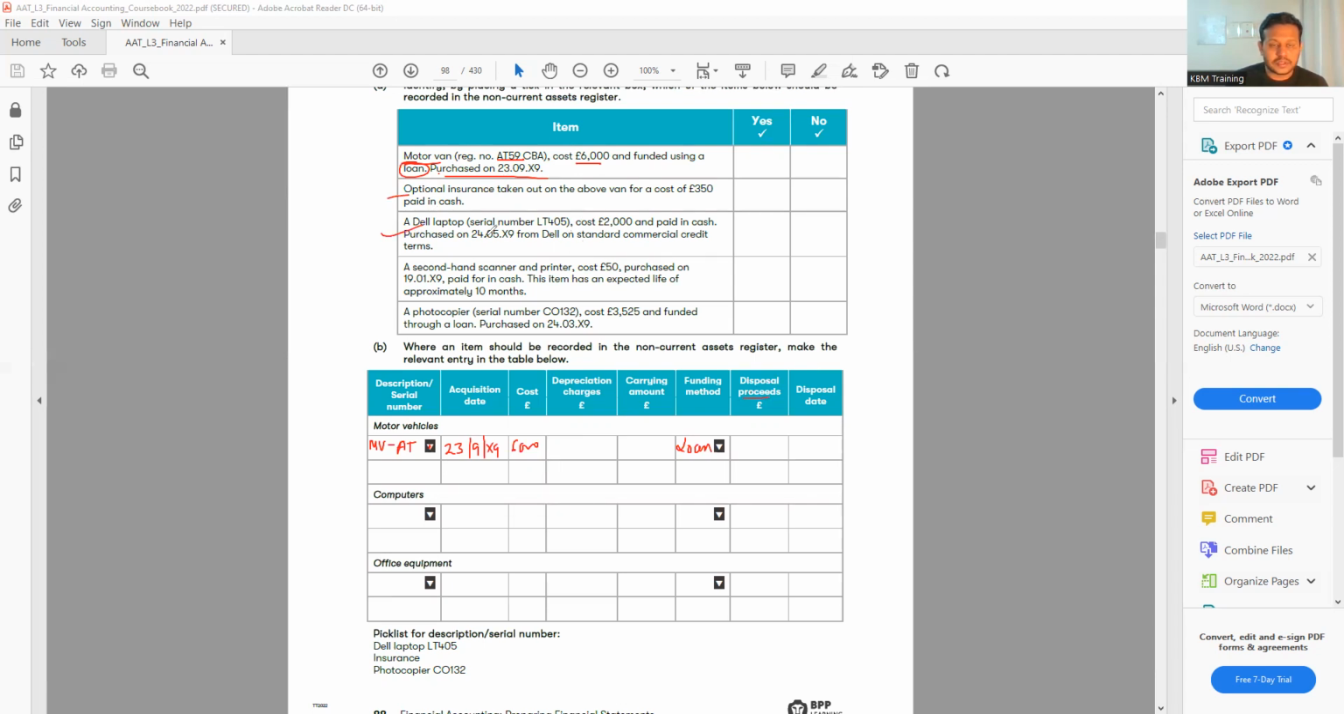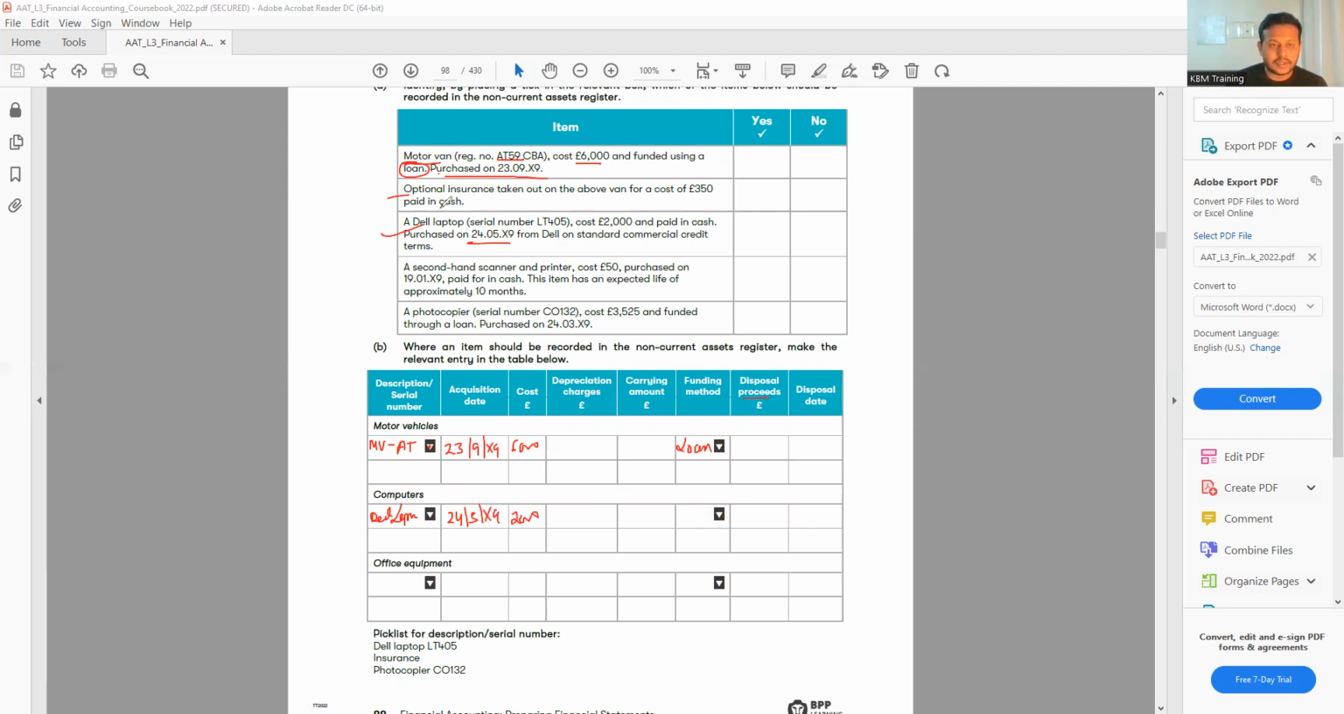The next one we have is a computer. So the computer we buy is a Dell laptop, so you're going to write Dell laptop with the serial number and the acquisition date, 24th of May 19. The cost is £2,000. There is no depreciation or carrying value.